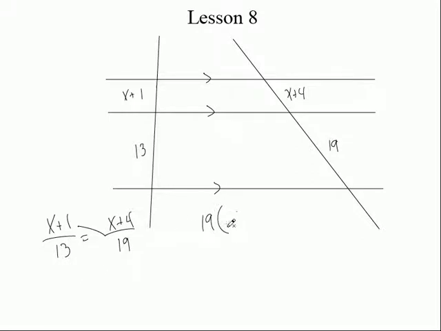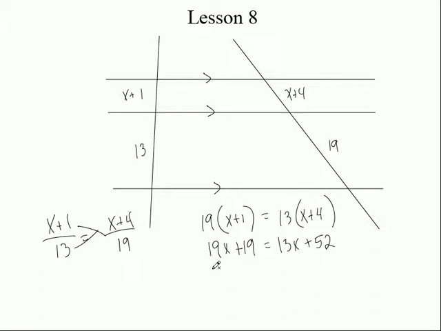So it's going to be 19 times x plus 1 equals, cross multiply here, 13 times x plus 4. All right, distribute. 19x plus 19 equals 13x plus 52. Subtract 13x from both sides, I get 6x. Subtract 19 from both sides, and what do I get there? 33? Yep. Okay, divide both sides by 6, and x.